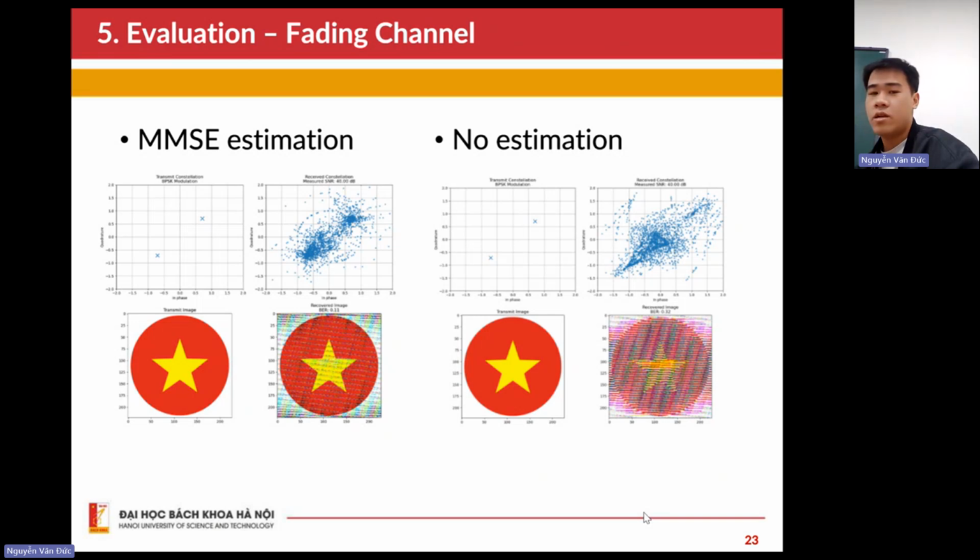SNR about 40 dB. It's quite ideal. I think in my code I can decrease it. But it's a simple constellation. It looks very good.